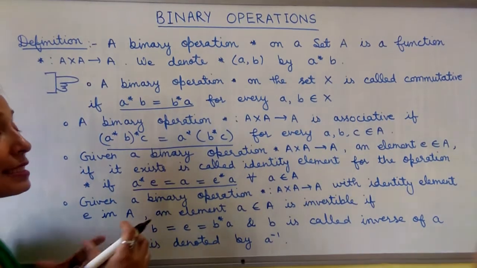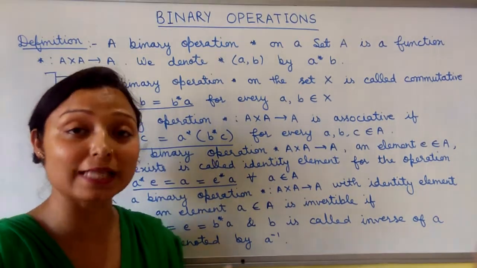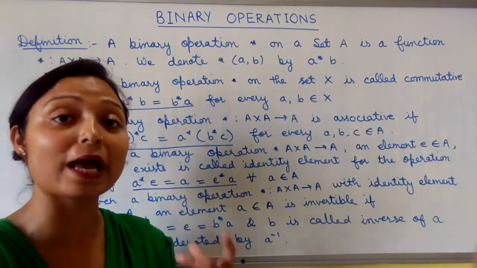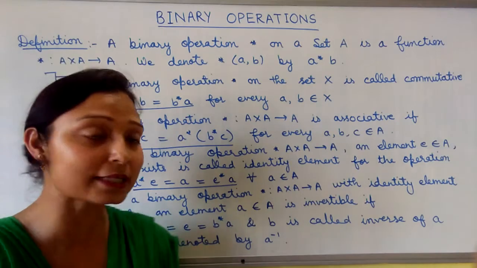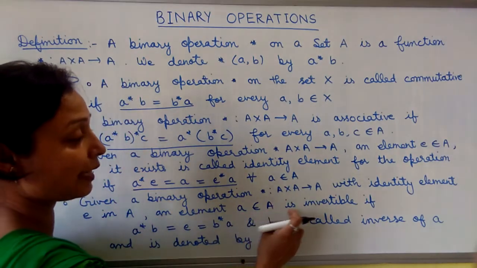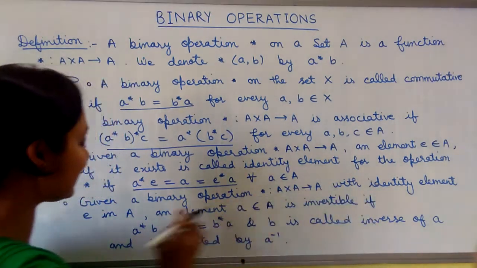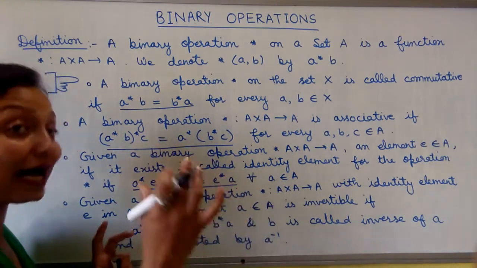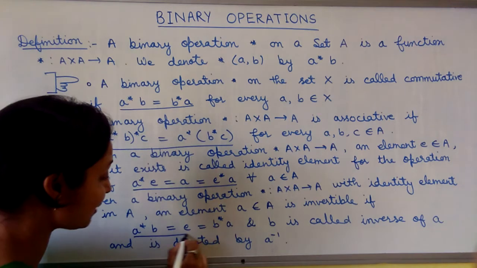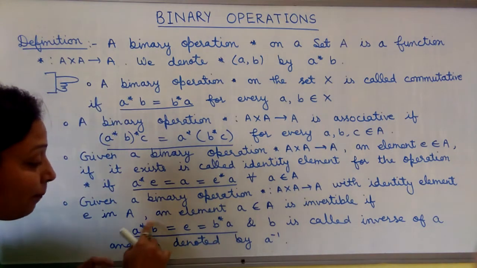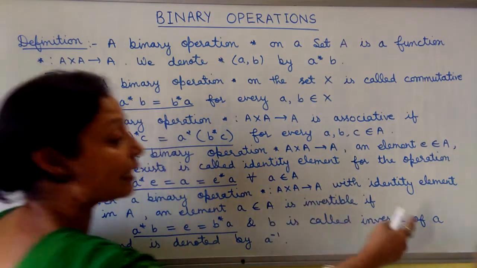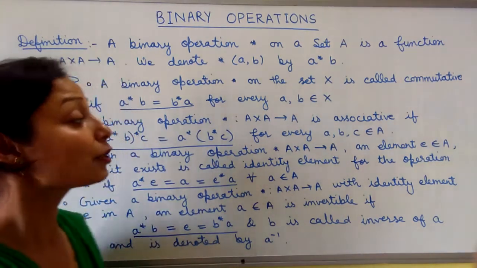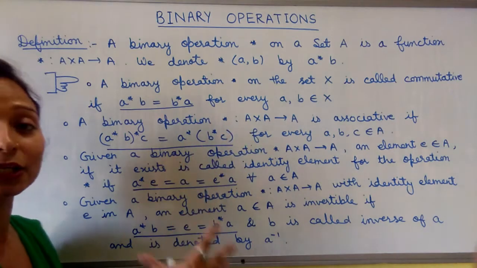Now the last is the existence of the inverse. Yes, the inverse of a binary operation also exists if the element is invertible. If a belongs to A, with identity element e, then an invertible element has an inverse, which is found by this method, in which B is the inverse of A and it is denoted by A raised to the power minus 1. Okay, so this is the introduction of the binary operation.